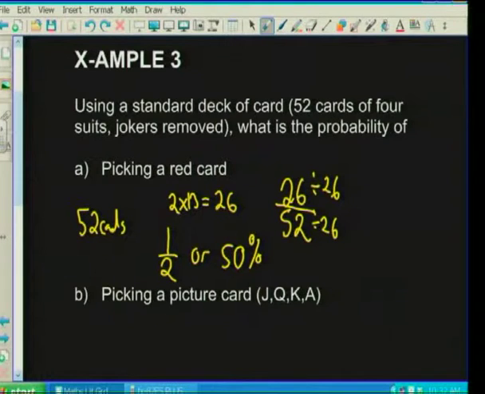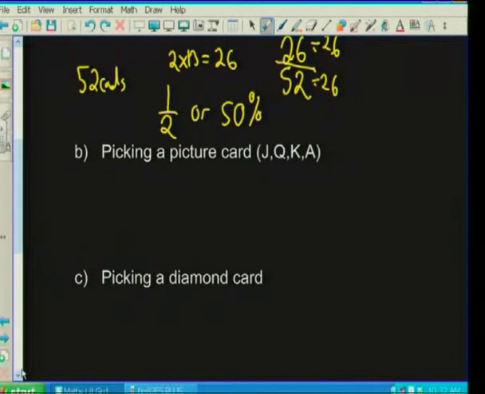So moving on to the next part, part B. And here they said, what are the chances of picking a picture card? And they've actually told you what a picture card is. They've said it is going to be a jack, a queen, a king, or an ace. So we have any of those 4 cards can be picked.